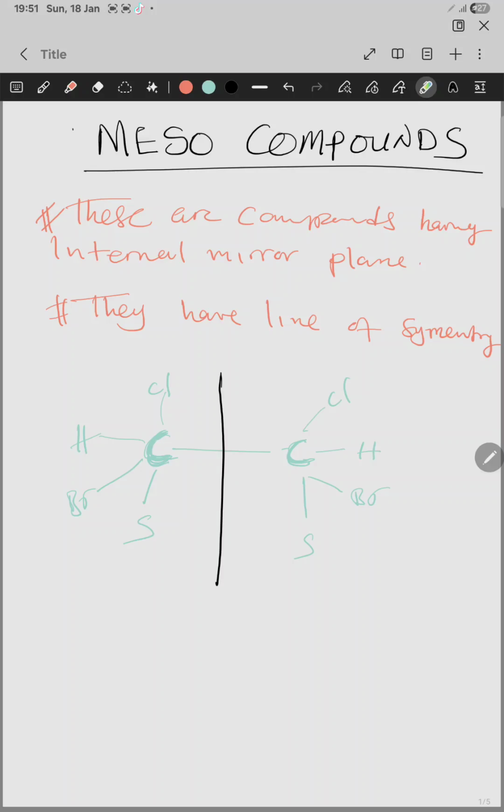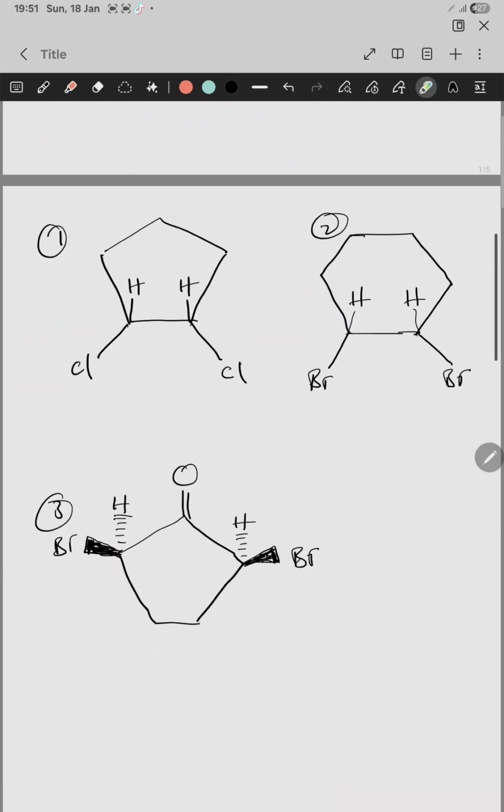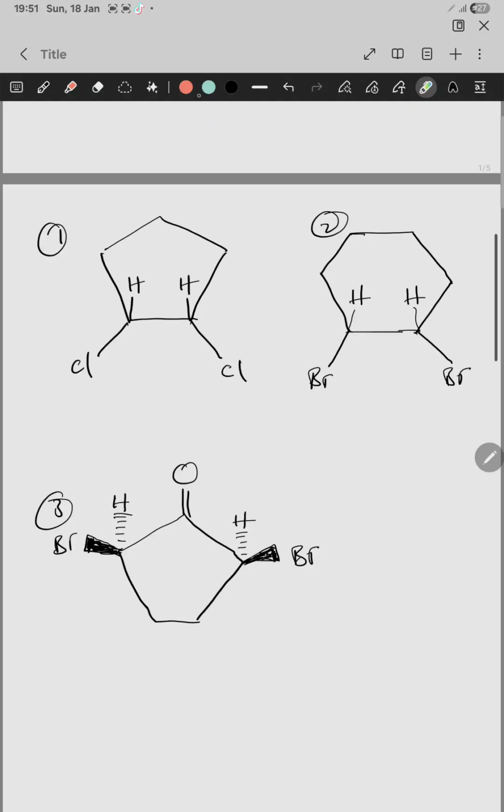All right. Having laid that foundation, let's look at some more examples and see how we can identify these meso compounds. With me here, I have this example. Can these be meso compounds or not? This compound here, this first one, is a meso compound. Why is it a meso compound? It is a meso compound because you can easily draw a line of symmetry.